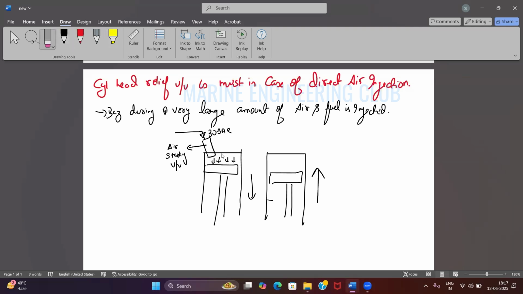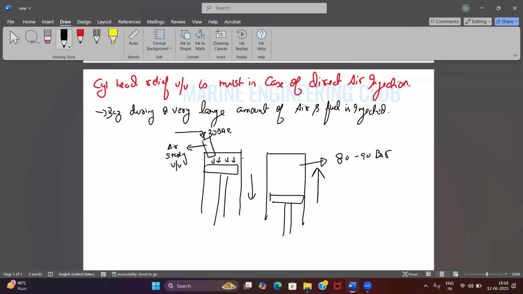This piston might be going up, right? One piston is going down, so some other unit's piston might be going up. And at the end of the compression, how much pressure is approximately generated? Around 80 to 90 bar of compression pressure is being generated.